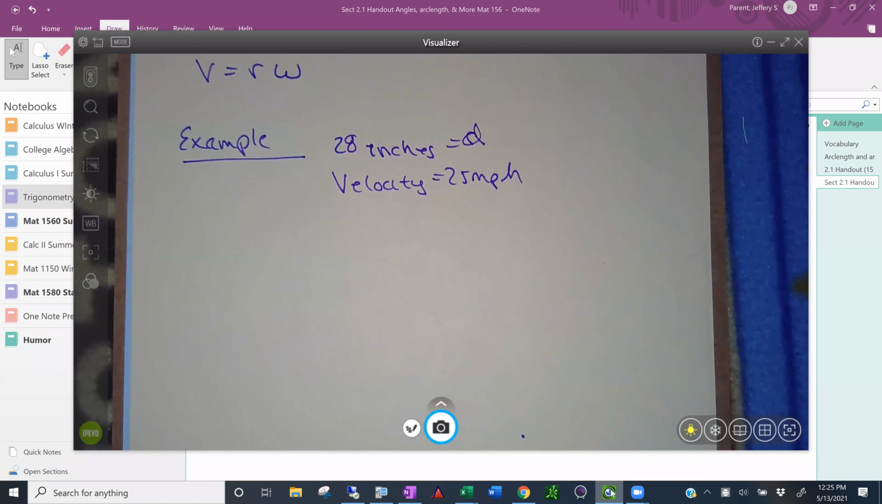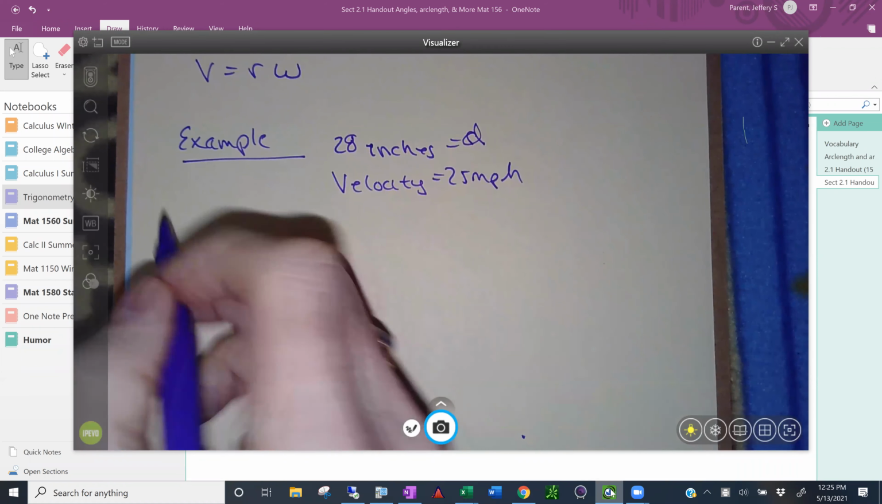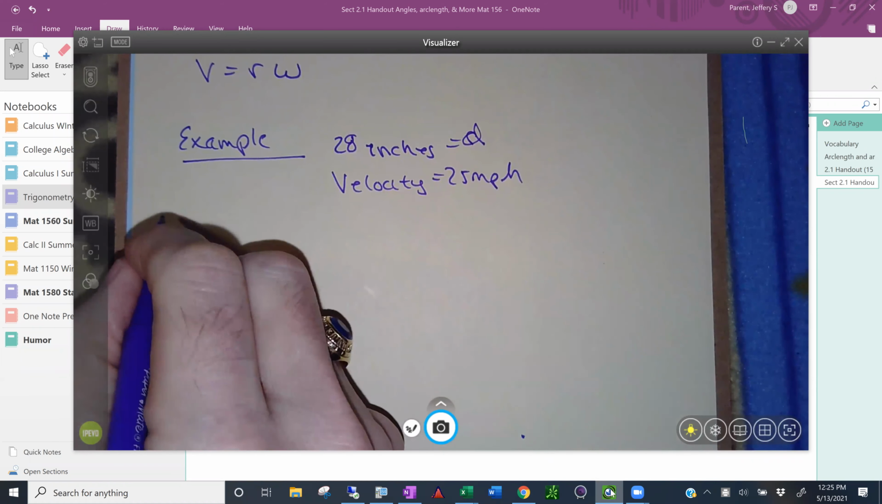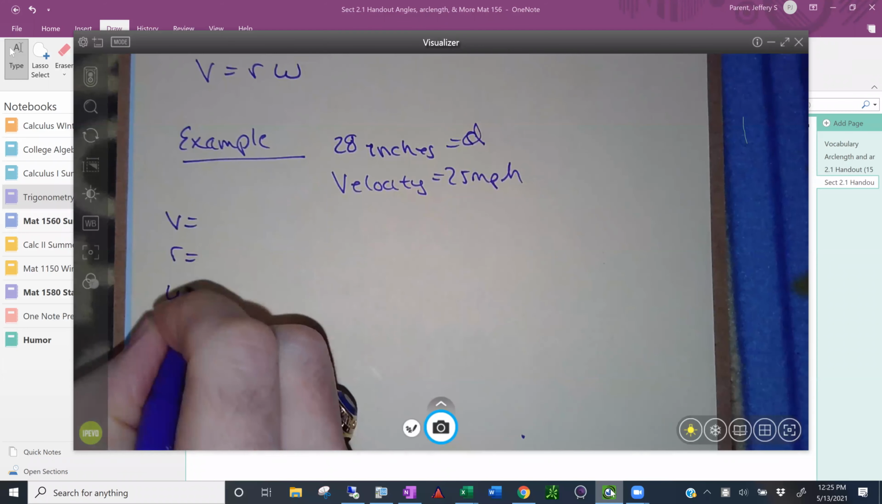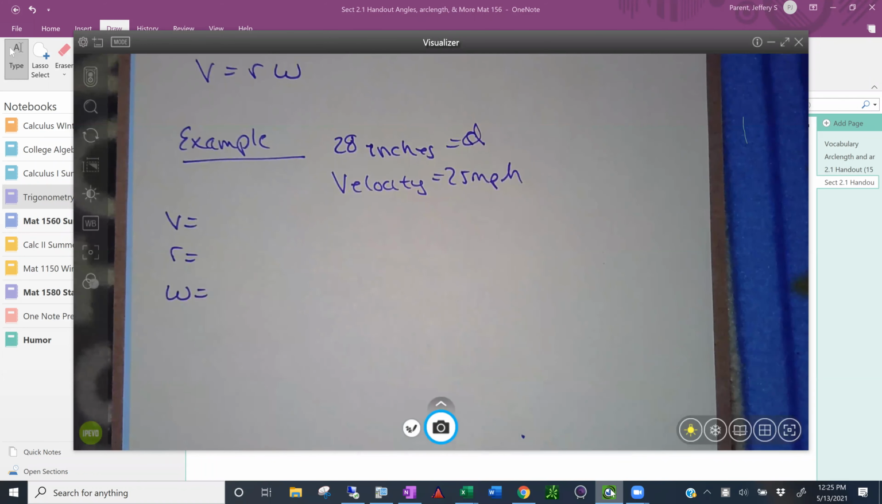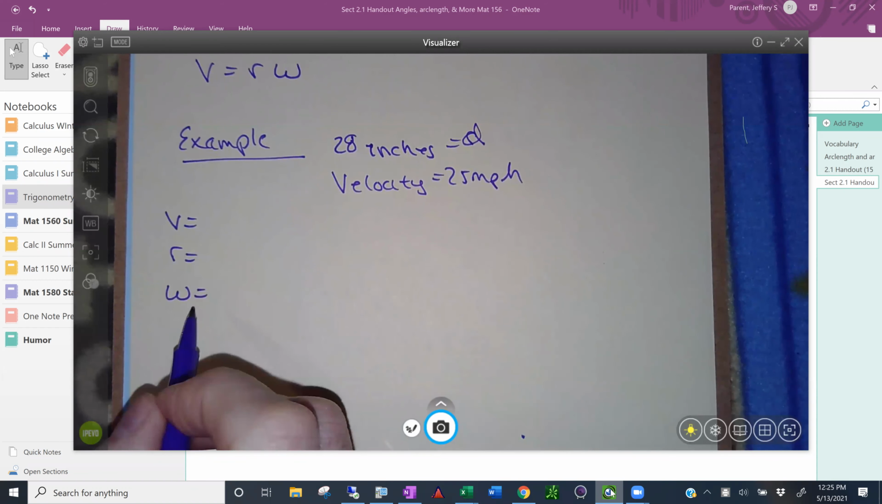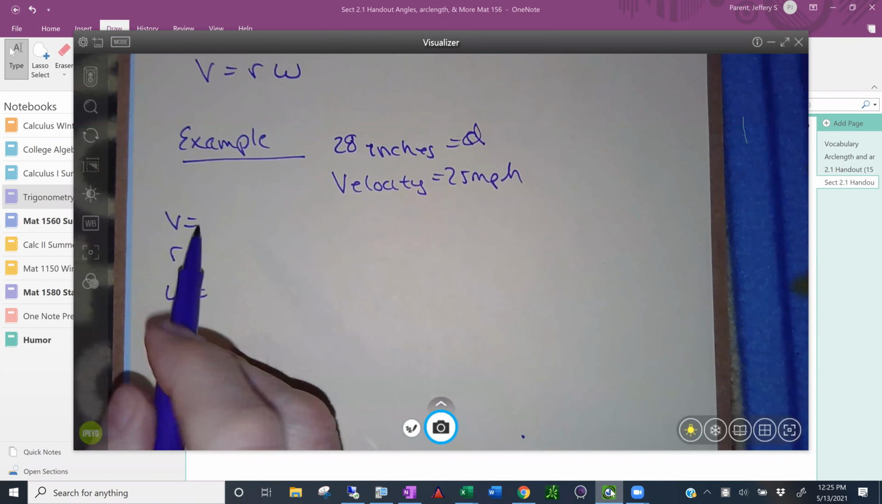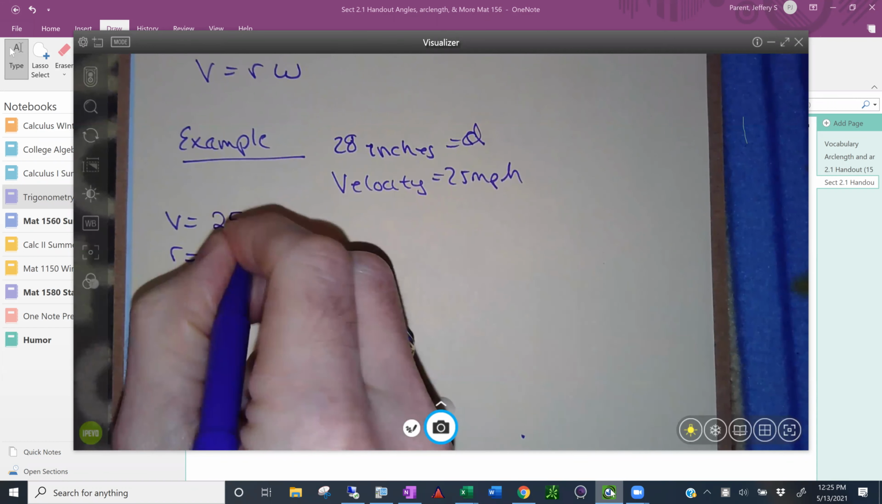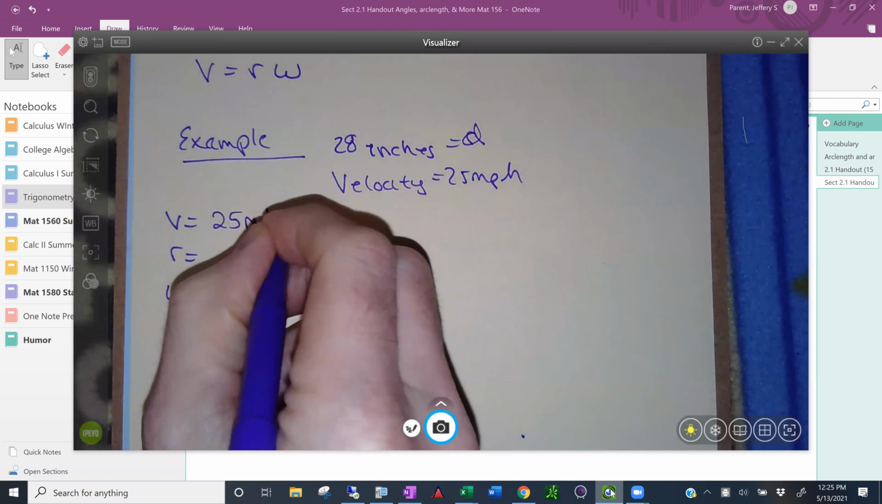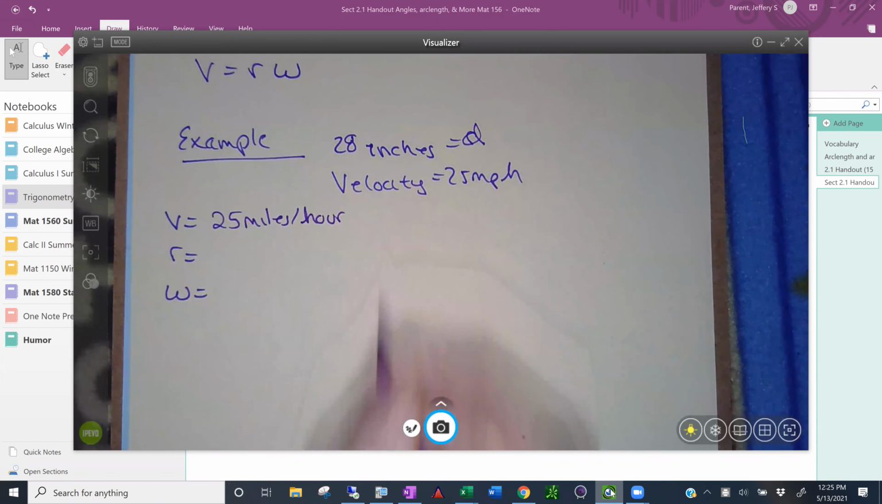Okay, so if you start looking at our formula, V, R, and omega, it looks like a W. If you want to call it a W, that's fine. It's really an omega, a lowercase omega. Our velocity is in miles per hour. That's going to be a little bit of a problem. We'll come back to that in a minute.